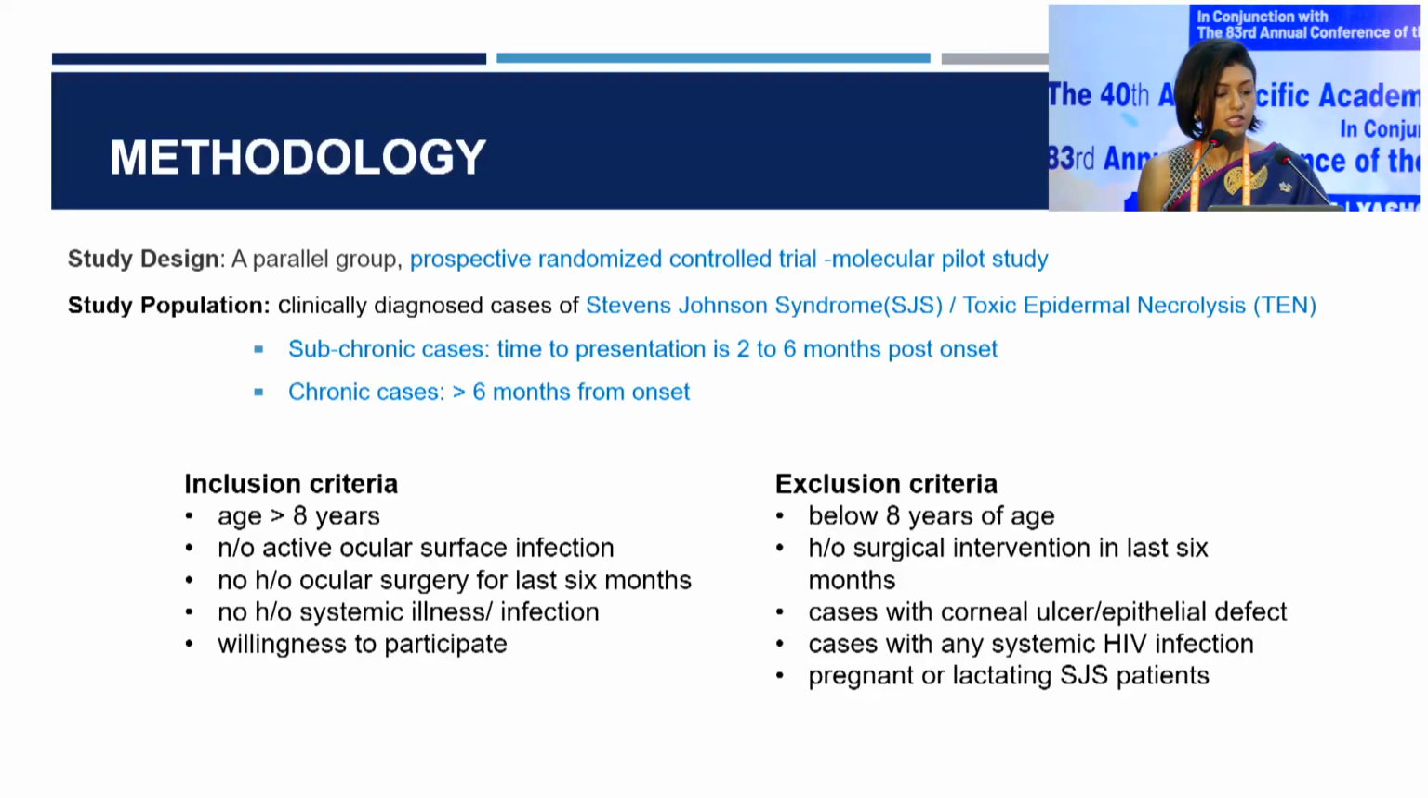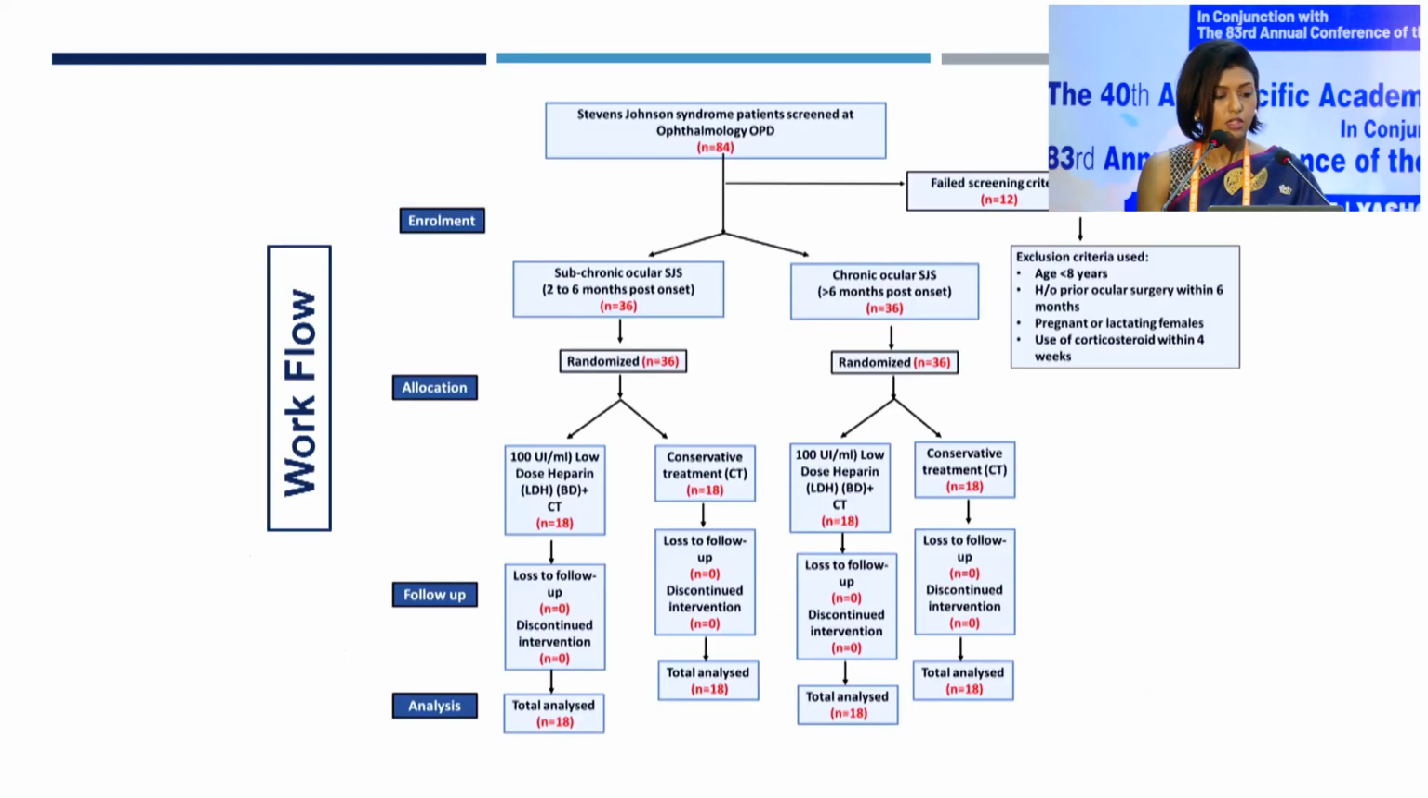All clinically diagnosed cases of SJS were included in the study as per the inclusion and exclusion criteria. Subchronic cases were categorized by time to presentation as 2 to 6 months post onset, and chronic cases as more than 6 months from onset. The workflow of this study is as follows. We screened 84 patients in our OPD, of which 12 were screen failures. The cases were categorized as subchronic and chronic, and each was randomized into two groups based on a blinding method. One group received 100 units/mL of LDH plus conservative treatment, and the other received conservative treatment alone.